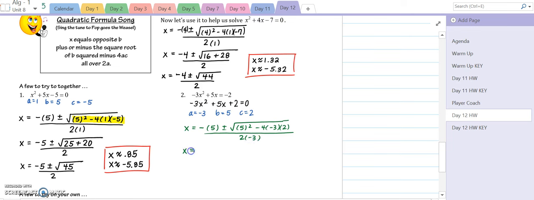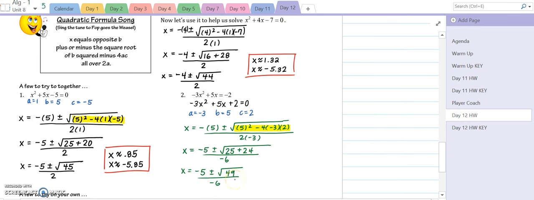So when I simplify, I'm going to start with the inside of the radical. So I have negative 5 plus or minus 5 squared is 25. I get 4 times negative 3, negative 12. Negative 12 times 2, negative 24. When I subtract a negative, I get a positive. Divide that by 2 times negative 3, which is negative 6. So the last step to simplifying that radical, 25 plus 24 gives me 49. Divide that by negative 6.